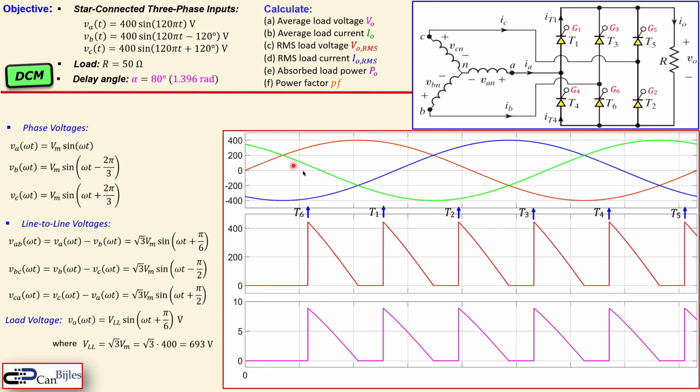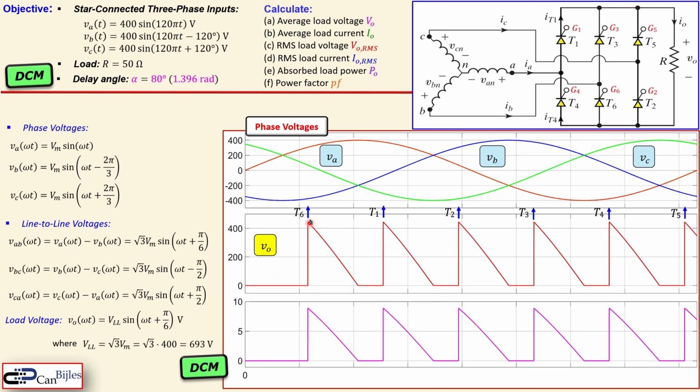We see here the three phases. And by the way, this is now discussing the DCM. Why? Because we have the alpha of 80 degrees and that is larger than 60 degrees, and we have a pure resistive load, so that means we have DCM or discontinuous current mode. These are the phase voltages. This is the orange, which is the VA voltage, the blue one is the VB, and the light green one is the VC. This is the load voltage, VO, and this is the load current, IO, the pink one.